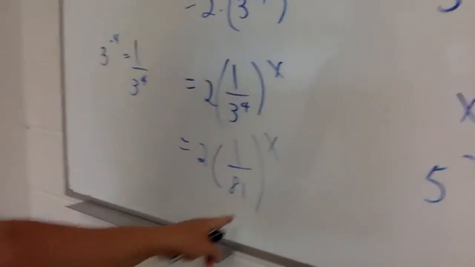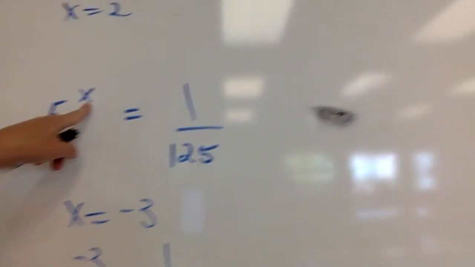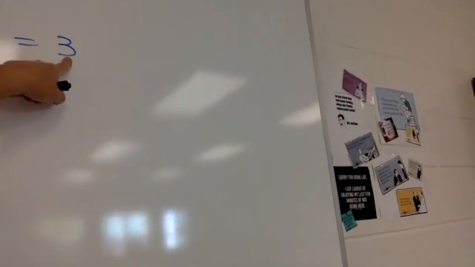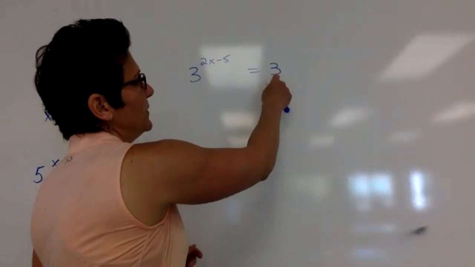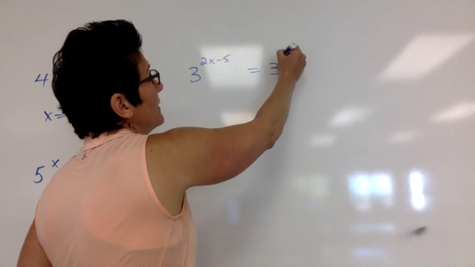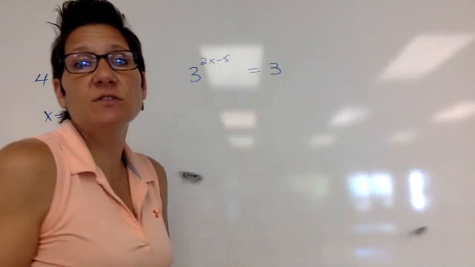That's going to be called your base, and that's going to be called your exponent. This is your base, this is your exponent. What's the exponent on this one? 2x minus 5 over here. No, on this side. 3 is 3 to what power?